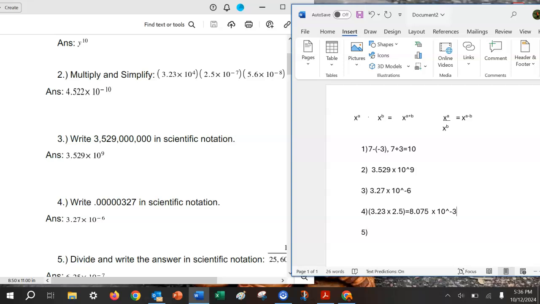Okay, now we need to take that answer and multiply it by the 5.6. So I'll come down here, get rid of the number 5 since we're still on this problem, and we'll start with 8.075 times 5.6. Using my calculator, 8.075 times 5.6 gives us 45.22 times 10.